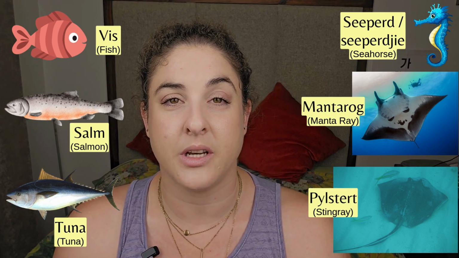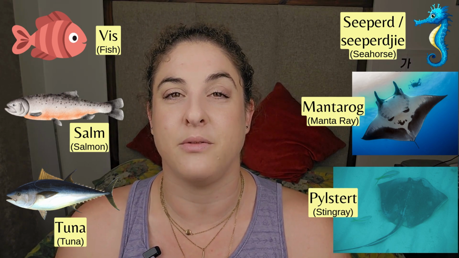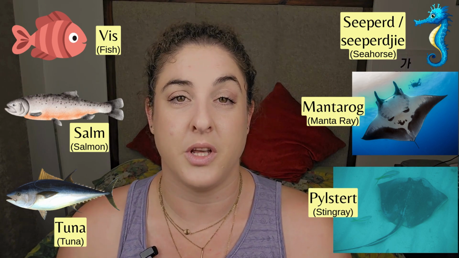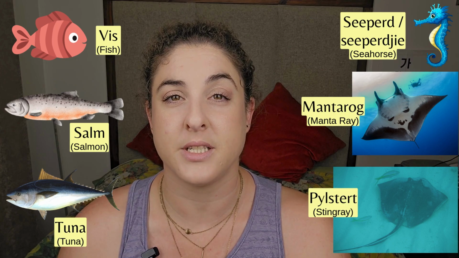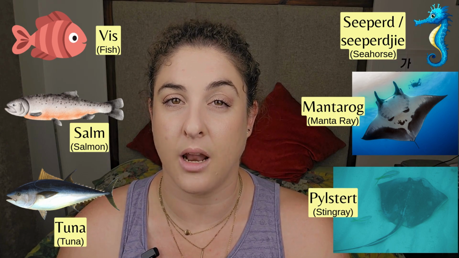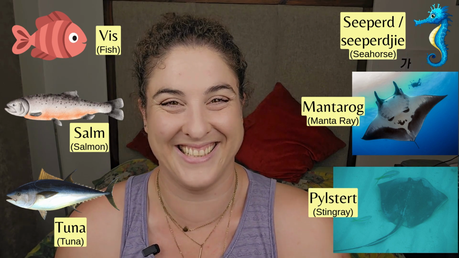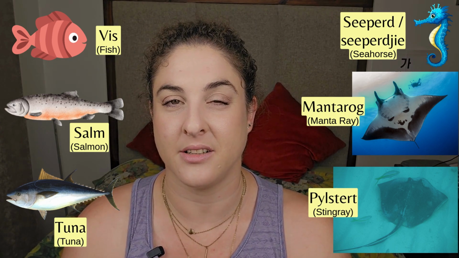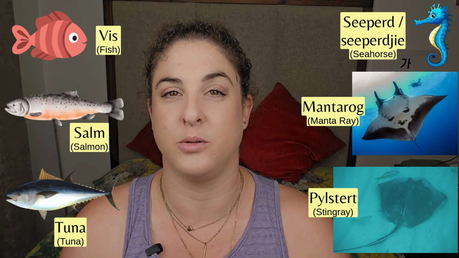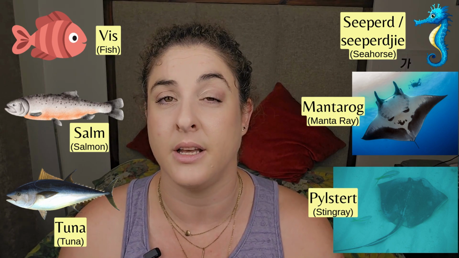Now, there are many different kinds of fish, as you know. I will not go into every Afrikaans name for every kind of fish because we will be here forever. But I'm giving you the general terms so that you can use these terms in discussion in relation to the ocean. So we have vis, which is fish. Salm, which is salmon. Tuna, which is tuna, the same thing. Seeperd or seeperkie, which is a seahorse.